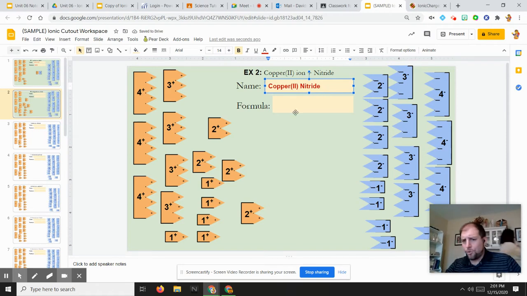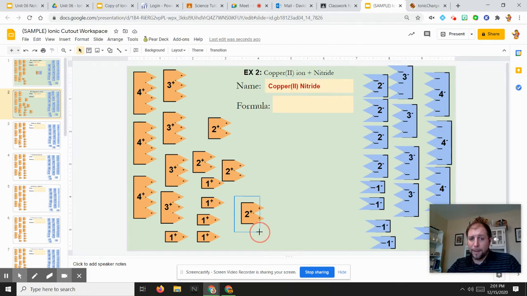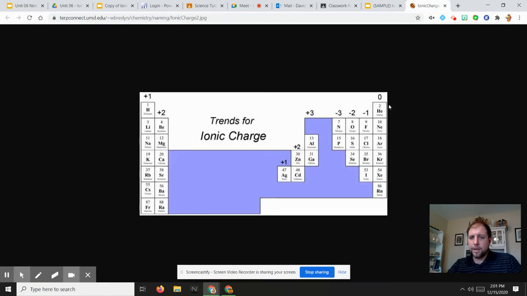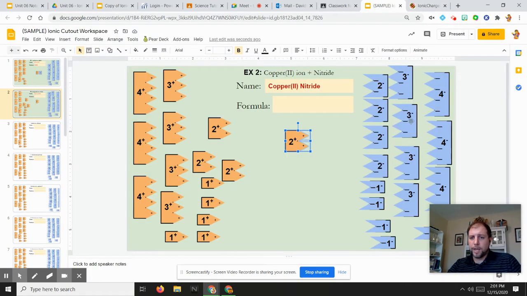Okay, that Roman numeral comes along with it. Now, copper 2, that's real easy to know the charge. It's got that Roman numeral there. Copper 2 is a +2 charge. Let me pull it up. Nitride, however, is a 3 minus charge. Nitride is 3 minus. I'm going to grab a 3 minus.